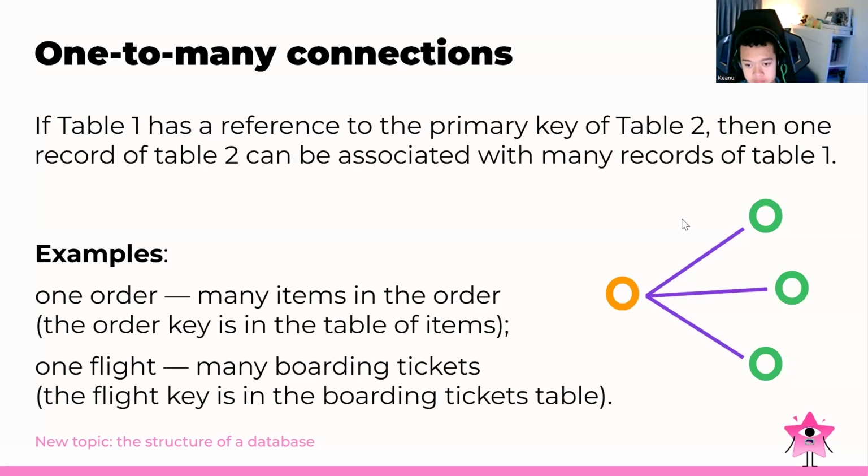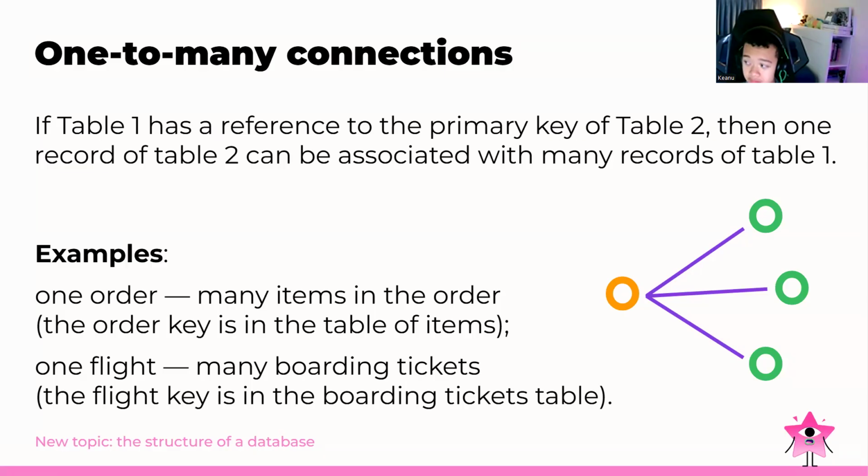And then we have also the one to many connections that we can see like in the previous example. So we can call that one to many. If table one has a reference to the primary key of table two, then one record of table two can be associated with many records of table one.